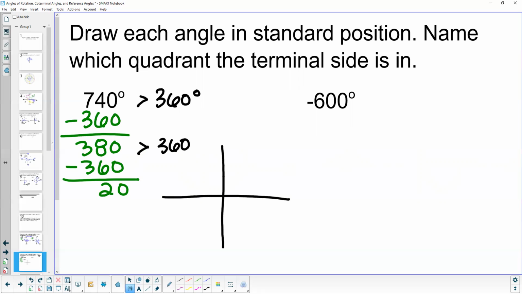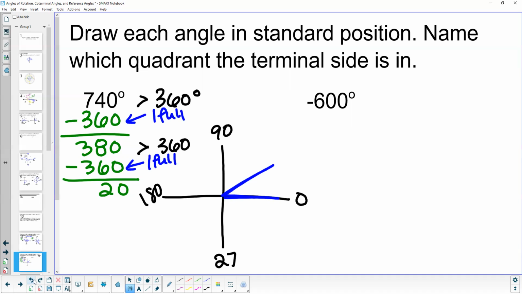Well, here's our standard position graph. We're going to start here at our initial side. Because this is positive, we're going 0, 90, 180, 270, and we are just going to 20, which is right here. However, we did not just go right here, but we had to go around our circle one time. So this is one full circle. We had to go around the circle one full time to get to that 740. So really we're going around the circle once, and then around the circle again, and then we're ending up here.